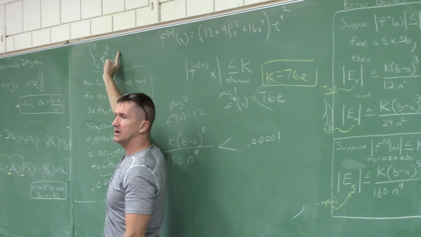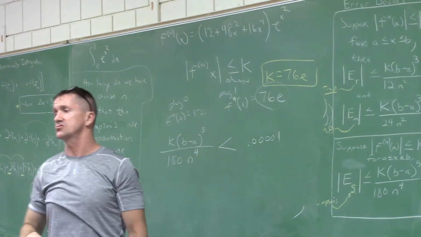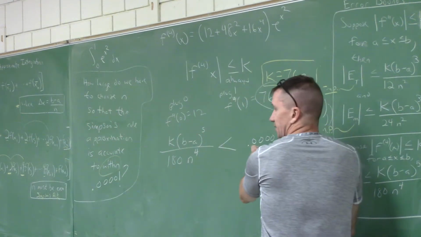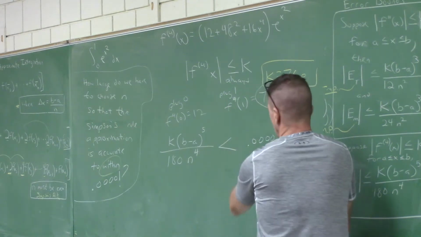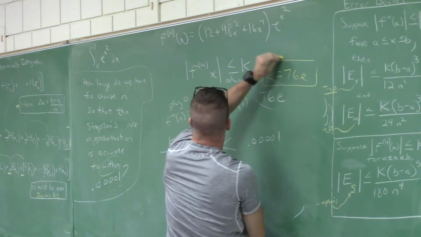Substitution rule does not work. Integration by parts does not work. Partial fractions doesn't work. Heck, trig substitution doesn't work. But now we know if we run a certain amount of iterations by Simpson's rule, we can estimate that to be accurate within this. All right, the k value is the what?